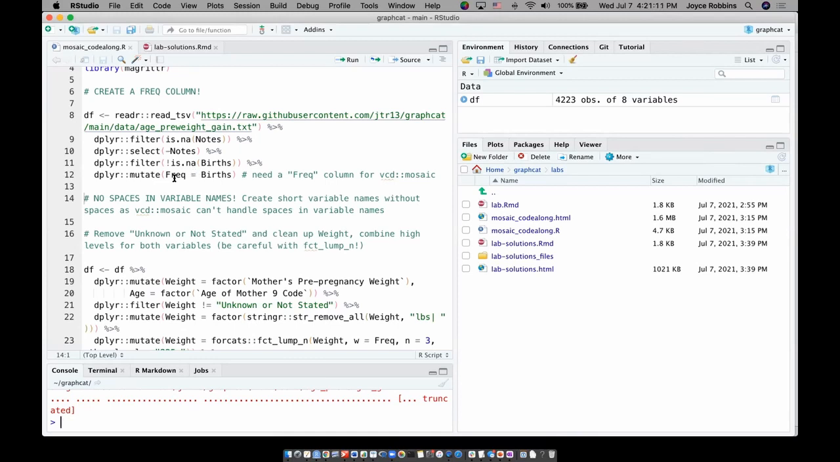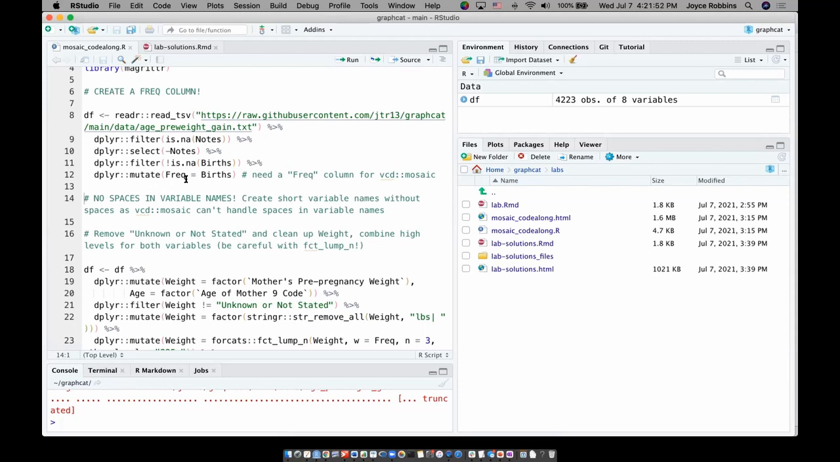You must have a frequency column even though you don't use it. If you noticed in the code I showed you, there was no frequency column mentioned. I only mentioned the dependent and independent variables, not the count column. It has to be there, and it has to be named frequency, F-R-E-Q, like that. In this data set, it was listed as births. I changed it to frequency so that I have it the way it should be. I'm using data in a tidy format with a frequency column.